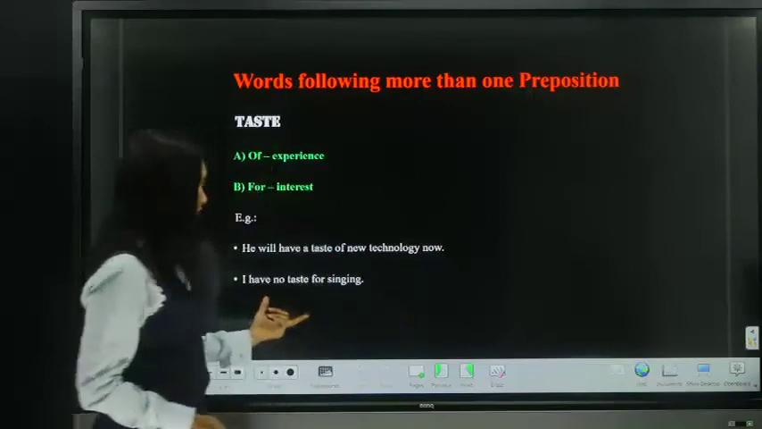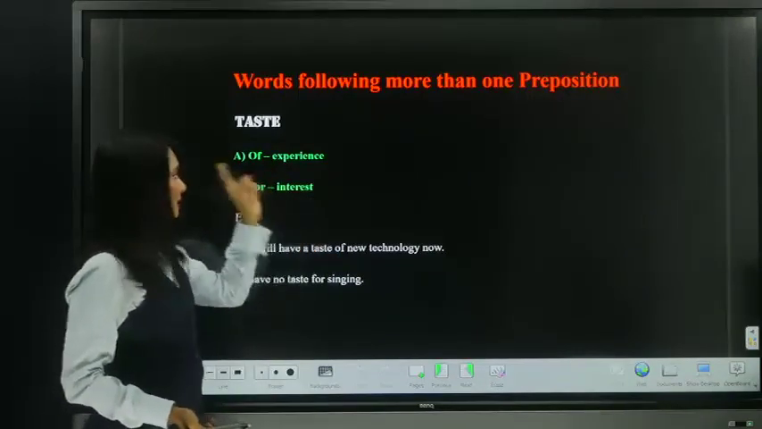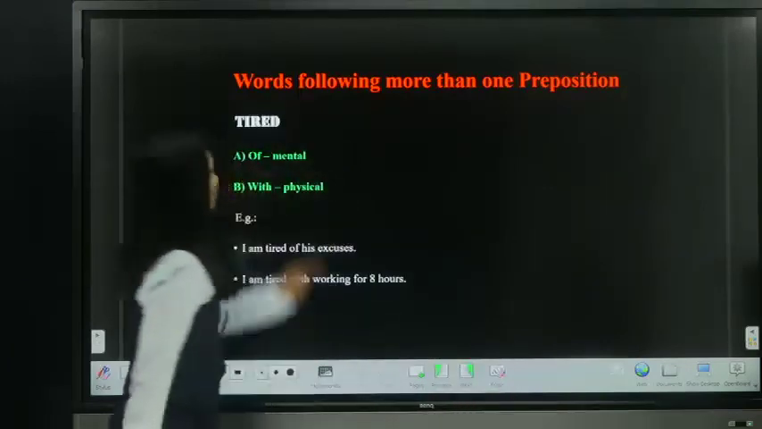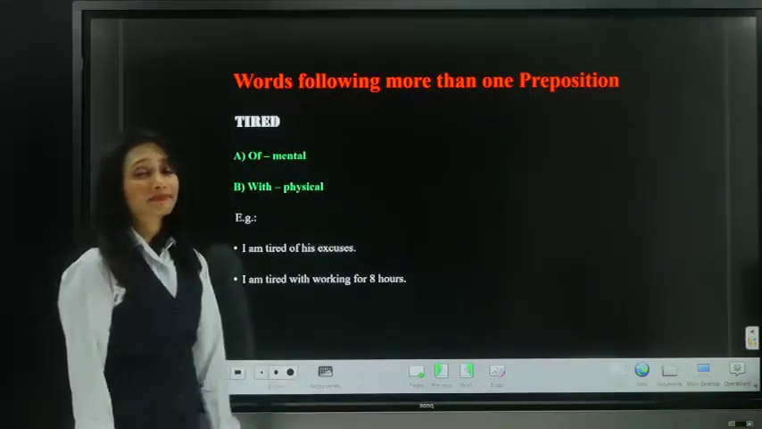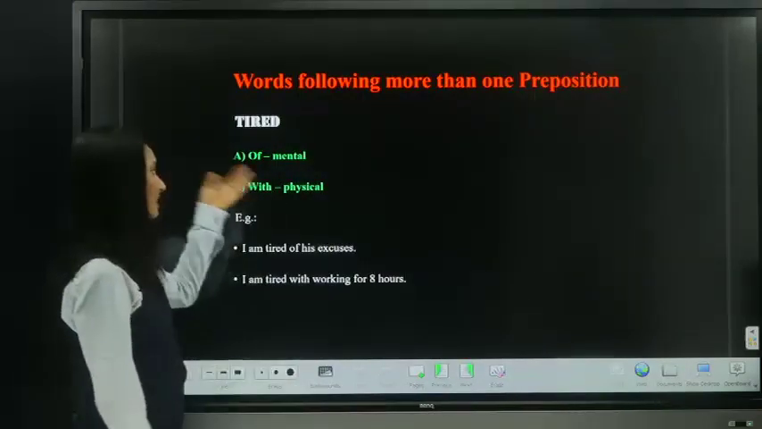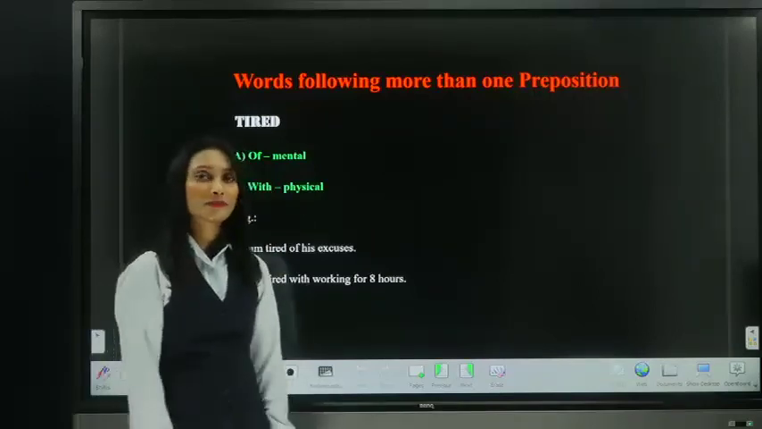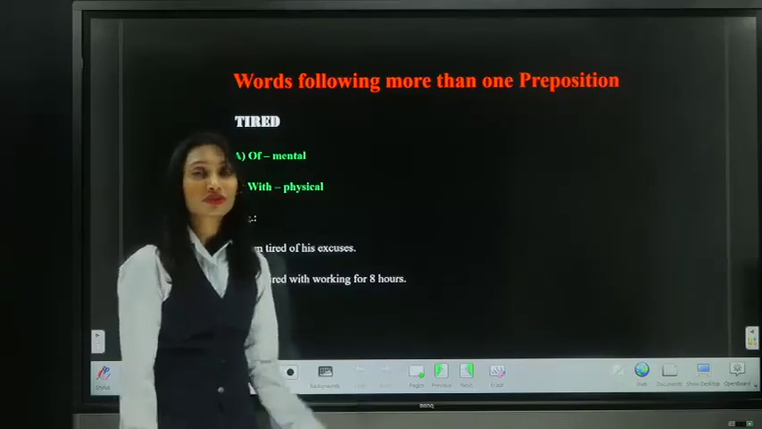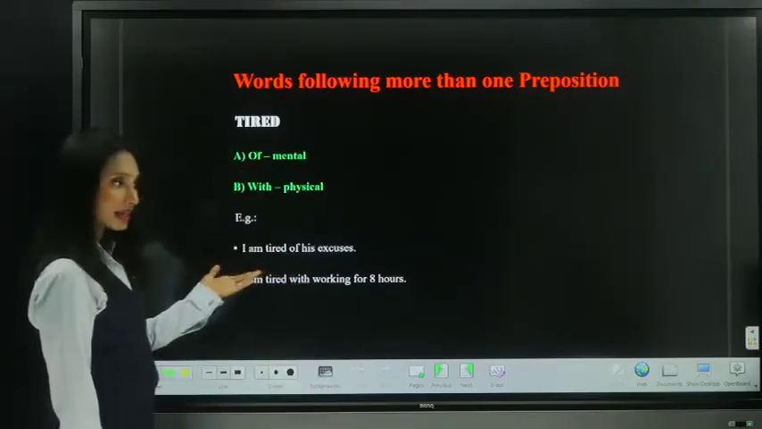So just go with this, taste for interest, taste of experience. Now, tired. Tired mentally, tired physically. So generally we say, I'm tired today, I'm tired of. So tired of what? Mental tiredness.